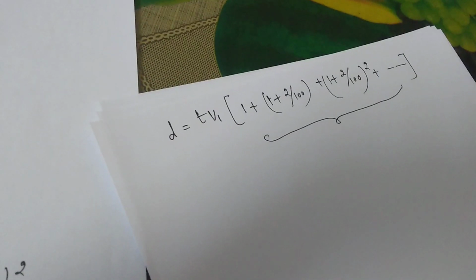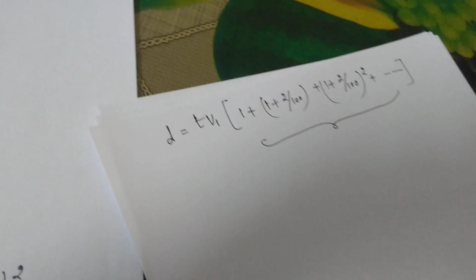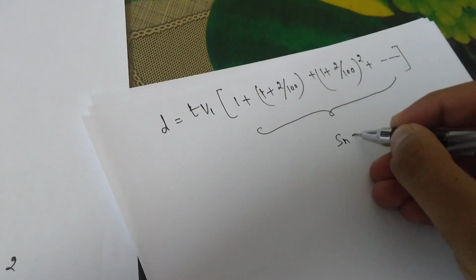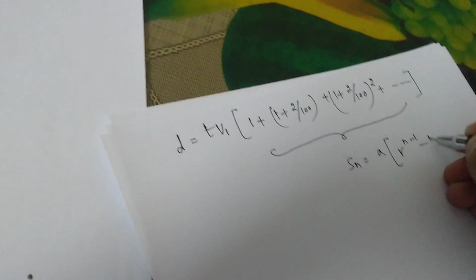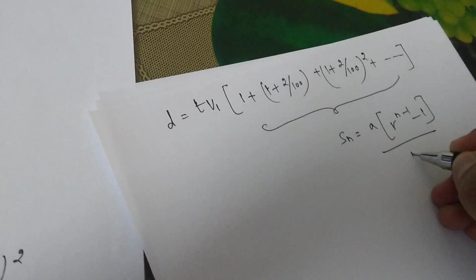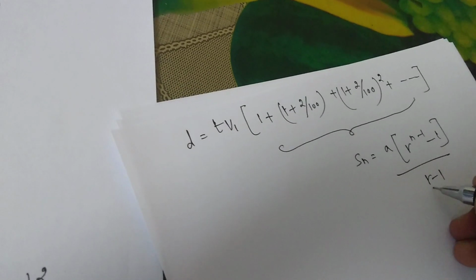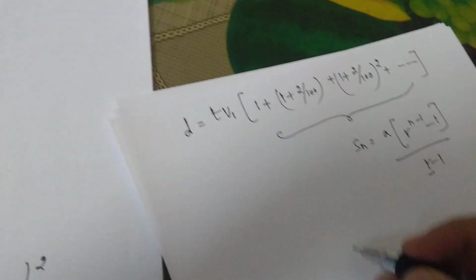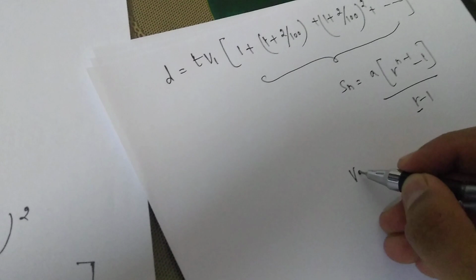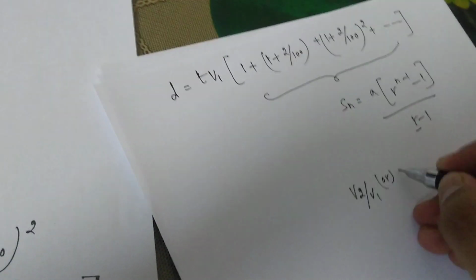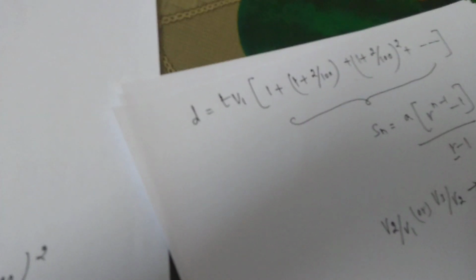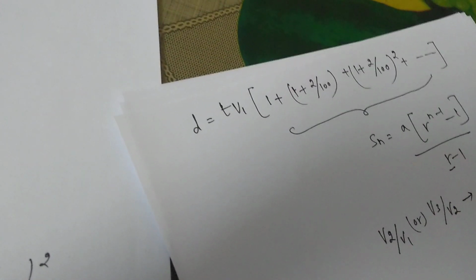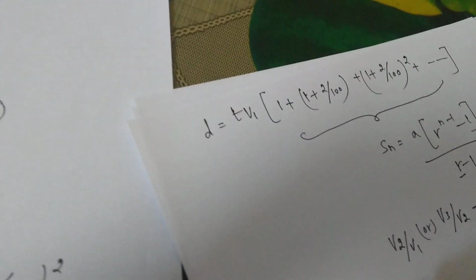So what is the formula in GP for the sum of n terms? It is Sn equals a into (r to the power n minus 1) divided by (r minus 1). And what is r? It is the ratio. That ratio is V2 by V1 or V3 by V2, etc. And that ratio, as you can see here, is 1 plus 2 by 100. R equals 1 plus 2 over 100.